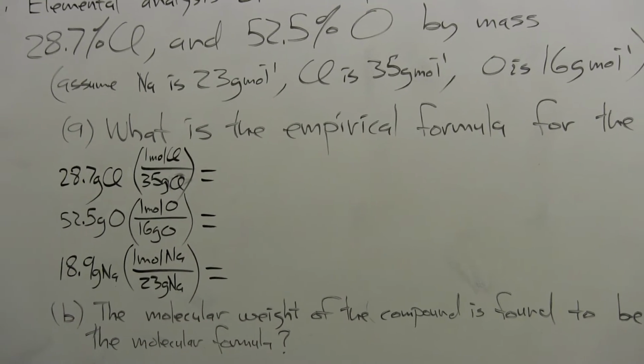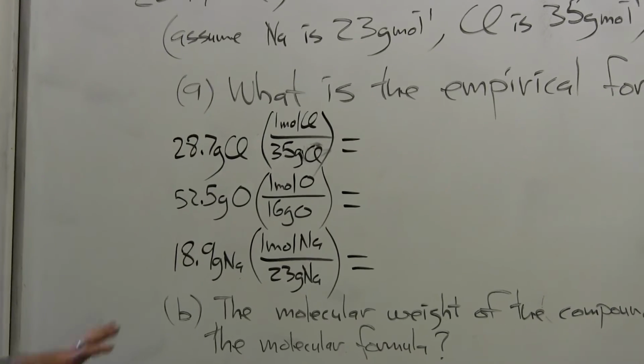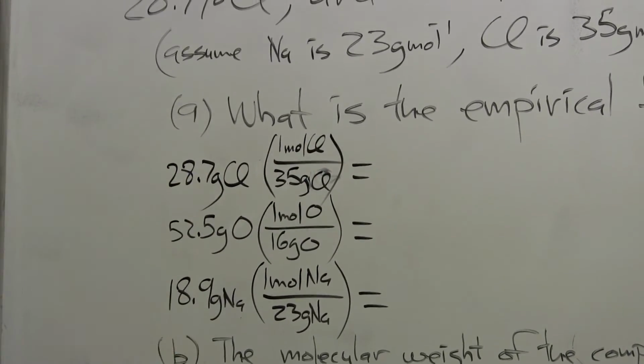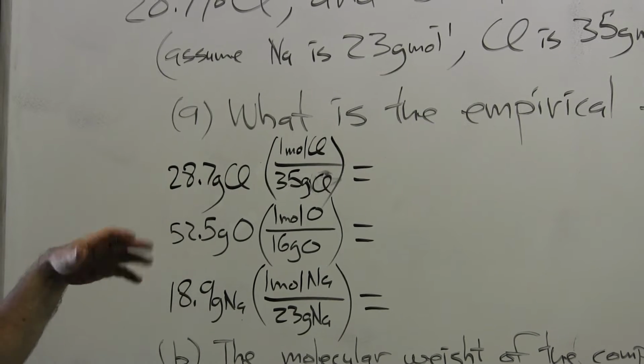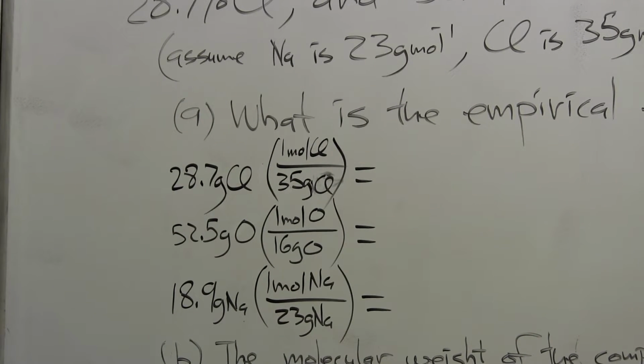So the first part of this setup is straightforward dimensional analysis. We just have to convert from grams to moles of each of the elements, and we're assuming a 100-gram sample. And then we use percent as parts per 100, and it's a straightforward conversion.